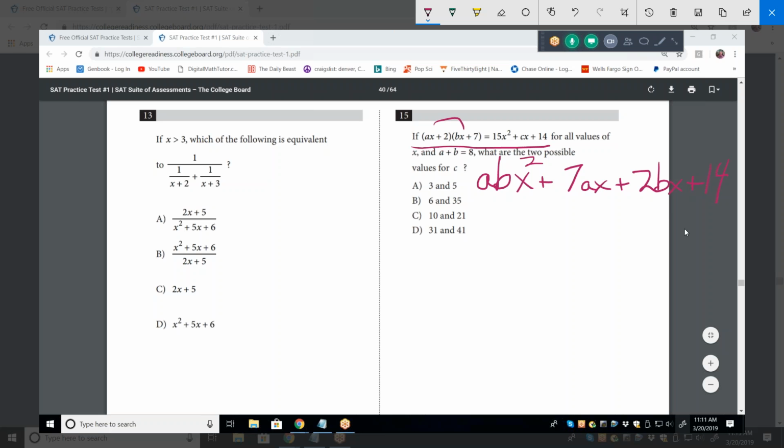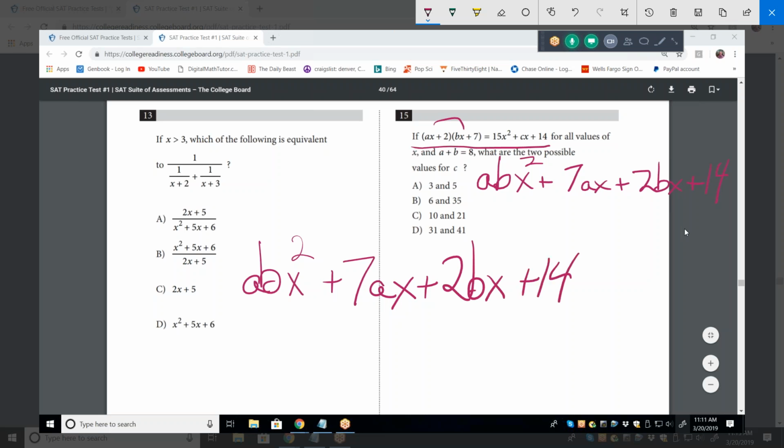Okay, so let me go over here and rewrite that, just so we'll get an idea of what we're looking at. I can put everything in there. That's equal to 15x squared plus cx plus 14. Okay? So if I look on the left side, there's only one x squared term. What does that tell me about ab? What does ab have to equal? If you look at this entire equation, abx squared has to equal 15x squared. There's no other x squareds on the right, and there's no other x squareds on the left. So I know for starters that ab equals 15. That's one equation.